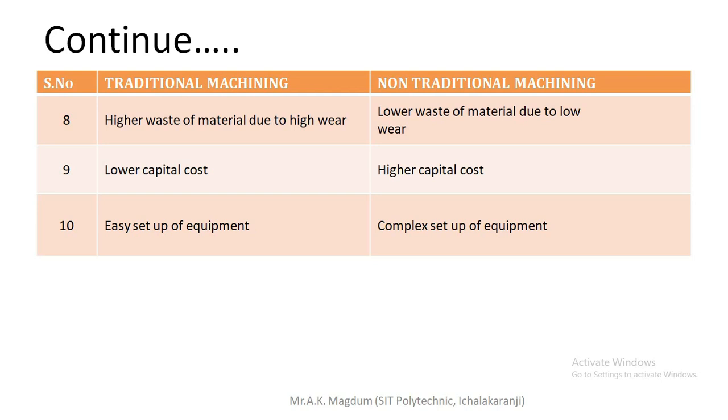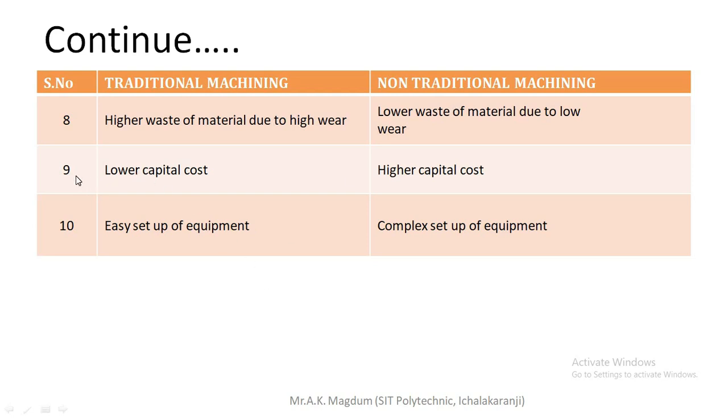Next one is higher waste of material due to higher wear. There is unnecessary friction between the tool and workpiece in traditional machining, due to which the temperature increases unnecessarily, and high wear is produced on either the workpiece or the tool at the time of machining. Next, in non-traditional machining there is lower waste of material due to low wear, so the waste of material is reduced.